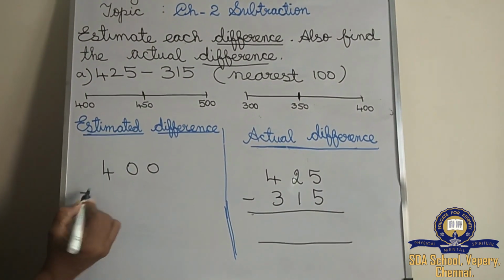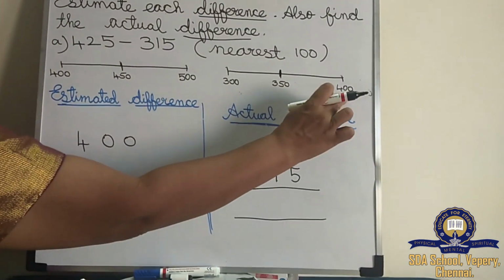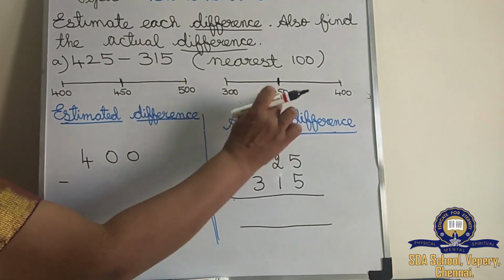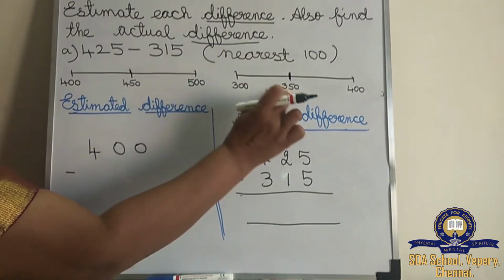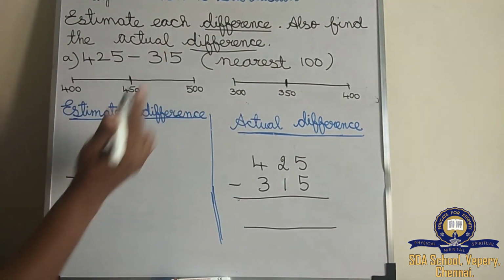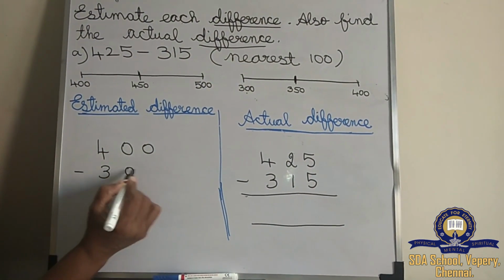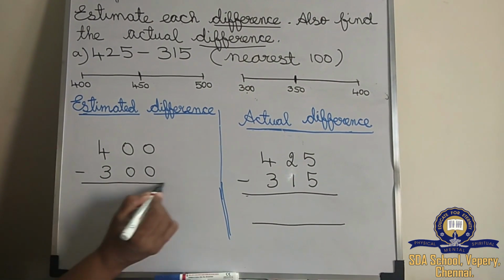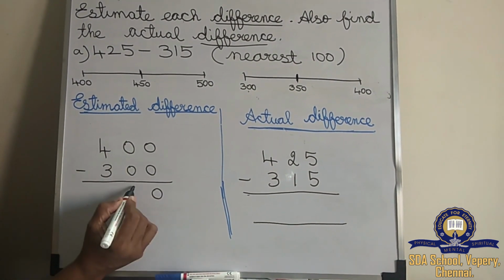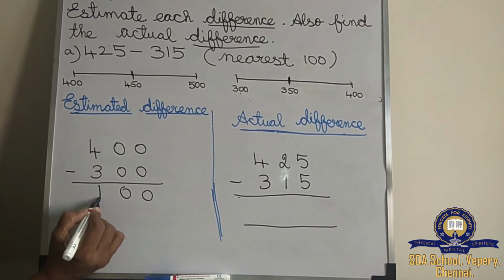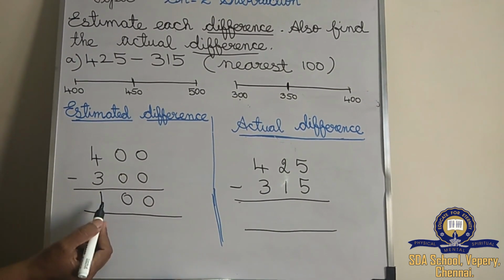So what will come? 400 minus 300, 400 you write. In the middle, 350. Likewise, 315 comes below 350. So what do you write? It's nearest to 300. So 300. So what's the answer, children? 0 minus 0, 0, 0 minus 0, 0 and 4 minus 3, 1. So the answer is 100.